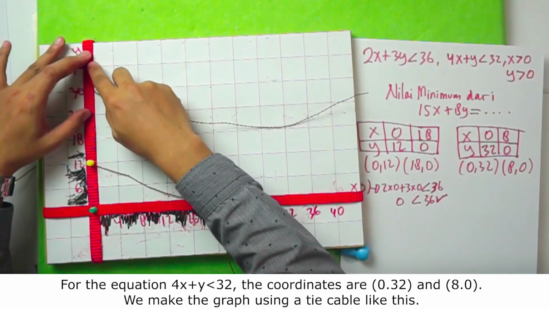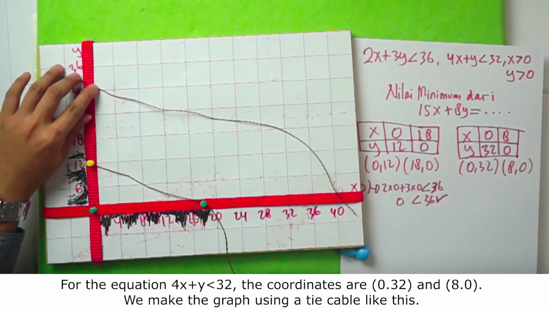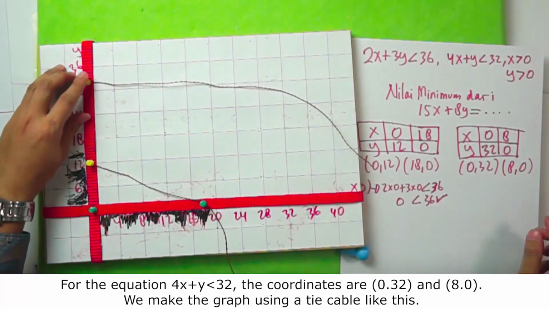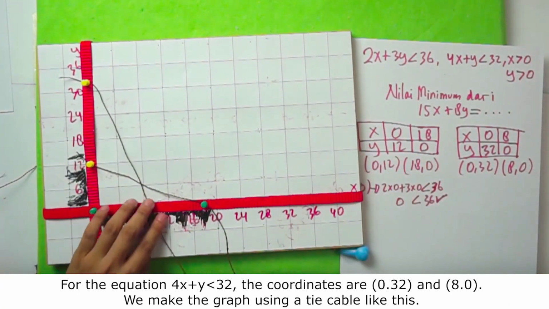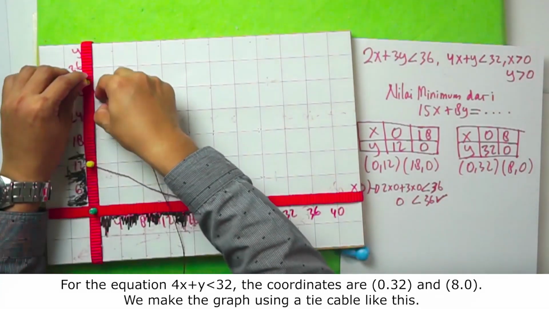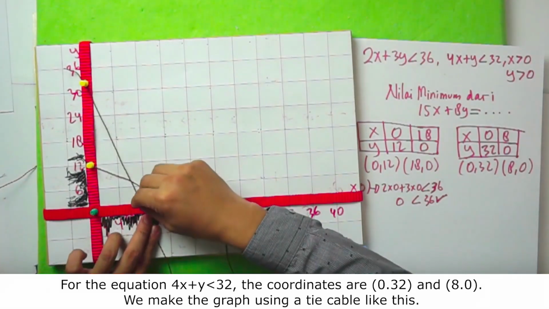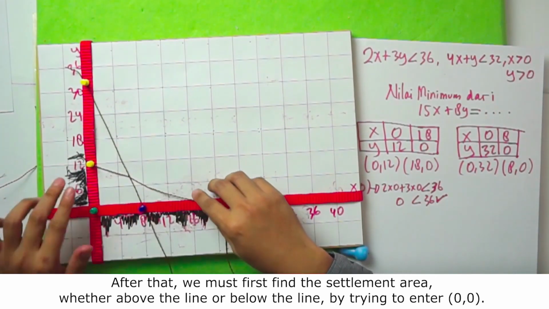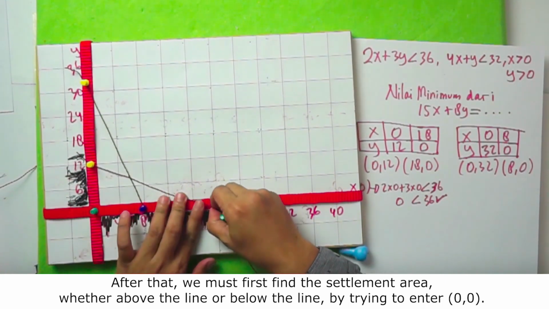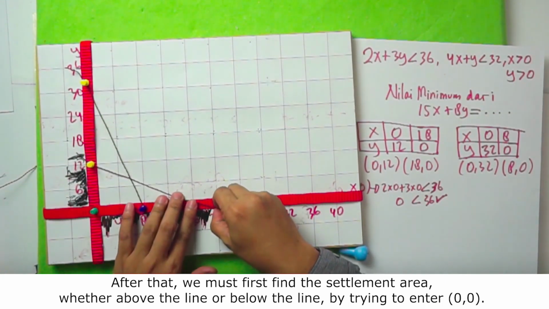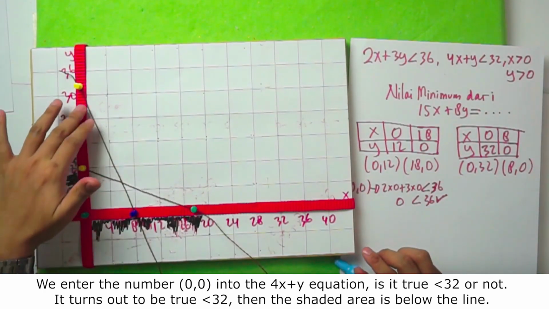For the inequality 4x plus y less than 32, the coordinates are 0, 32, and 8, 0. We make the graph using a ties cable. 8,0 kira-kira. Oh, di sini posisinya ada 8,0. Kita gunakan pushpin. After that, we must first find the solution area, whether above the line or below the line, by trying to enter 0, 0.